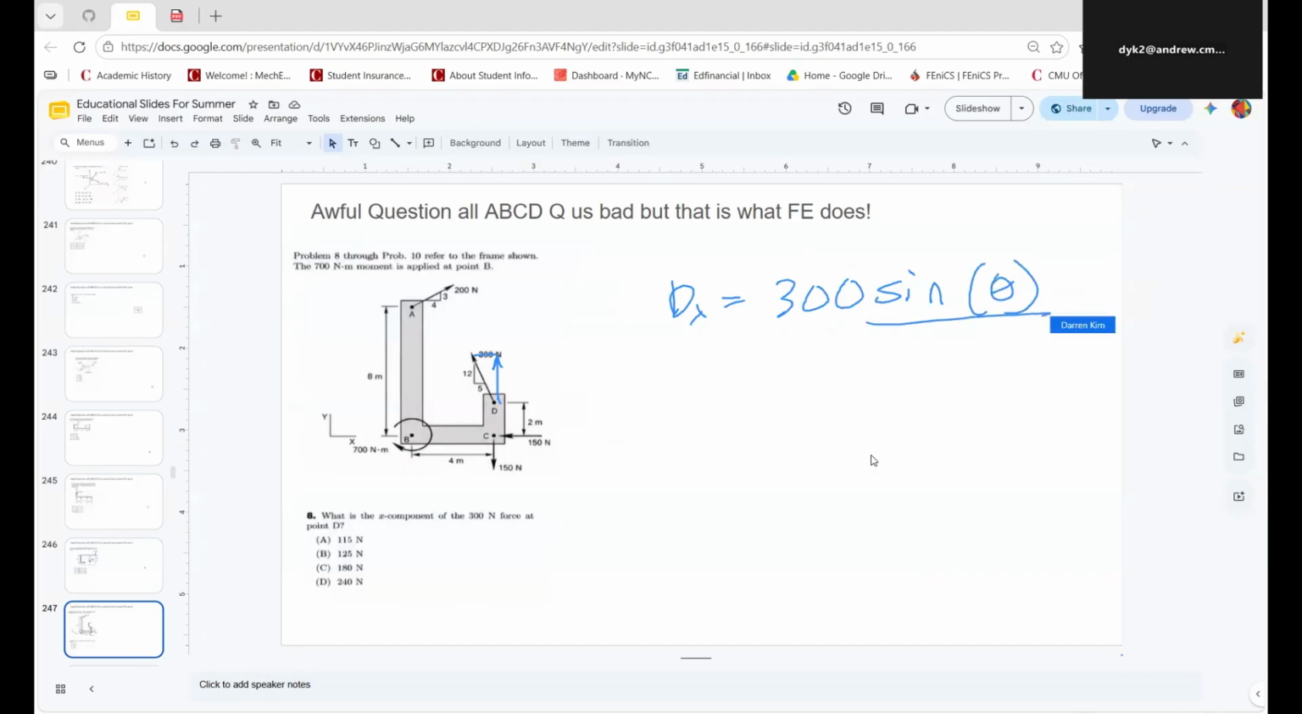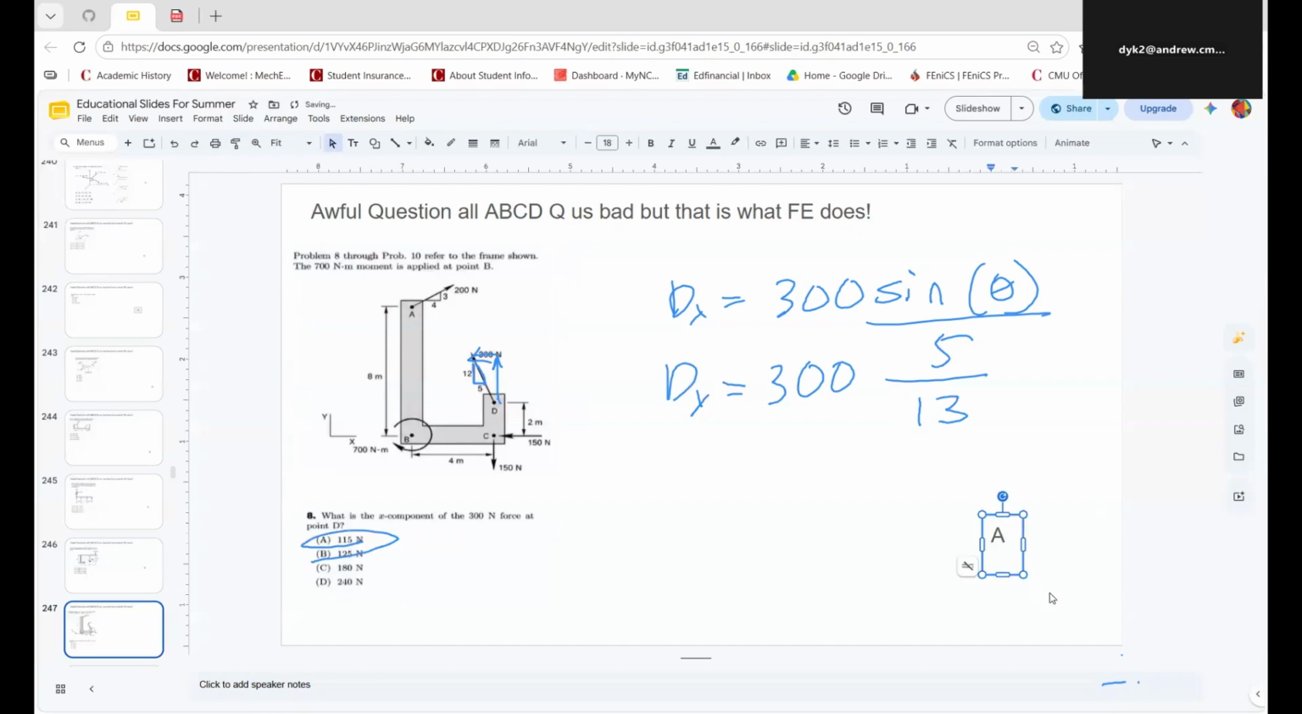And sine can be determined by looking at this, and this is a negative direction. So negative 300 times the sine. Oh wait, I need to figure out 12 squared plus 5 squared. That equals 13. So the bottom is 13, divided by 5, equal D_x. So I think that's it: 300 multiplied by 5 divided by 13 is 115, so it's A. I'm not sure what the point of that question really was, but thank you.